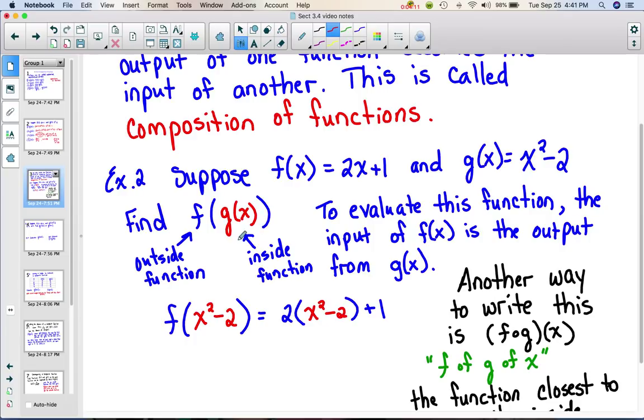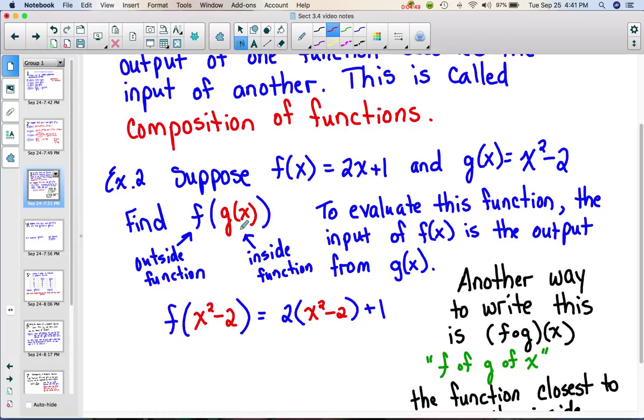Now notice I have an inside function, which is g of x, and I have an outside function, which is this function f. So to evaluate this function, the input of f is the output from g of x. So think of it this way: if I put a value into g and I get a g of x value out, that would be my output, and then I'd be putting that value in as an input into this function, then to get my final output. So when you're evaluating a composition of functions, and we did these last year in Algebra 2, so notice what I did, and I have it in red.